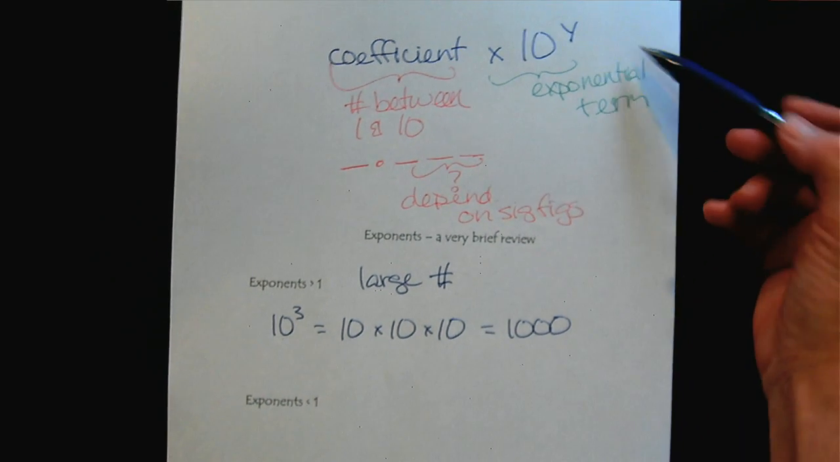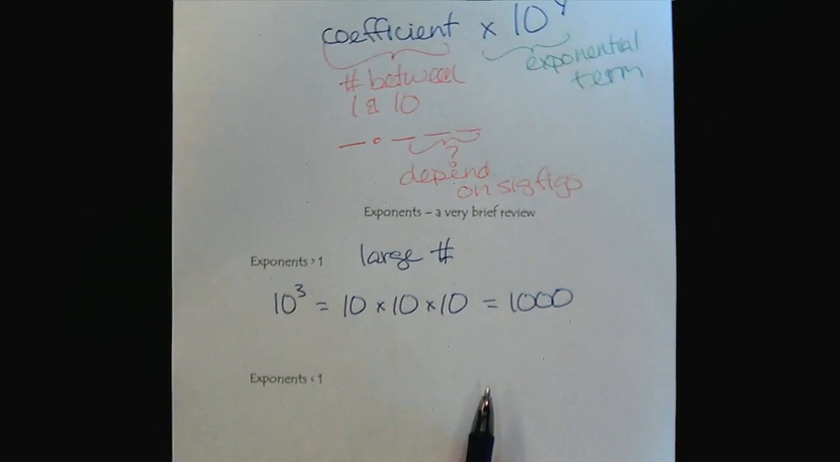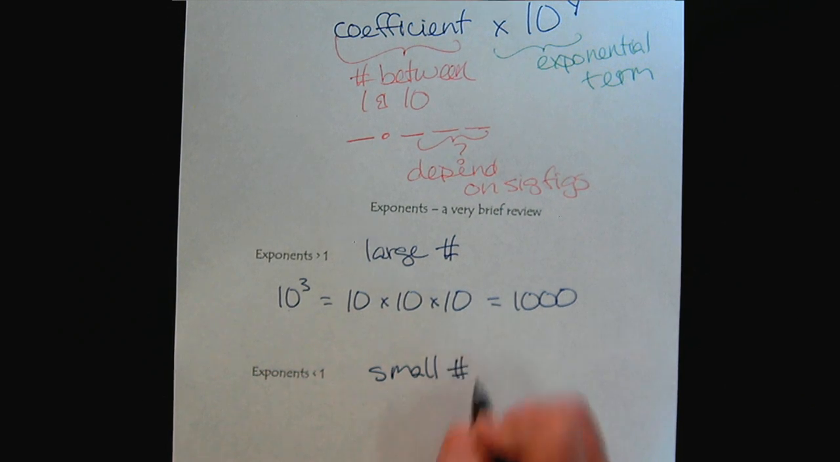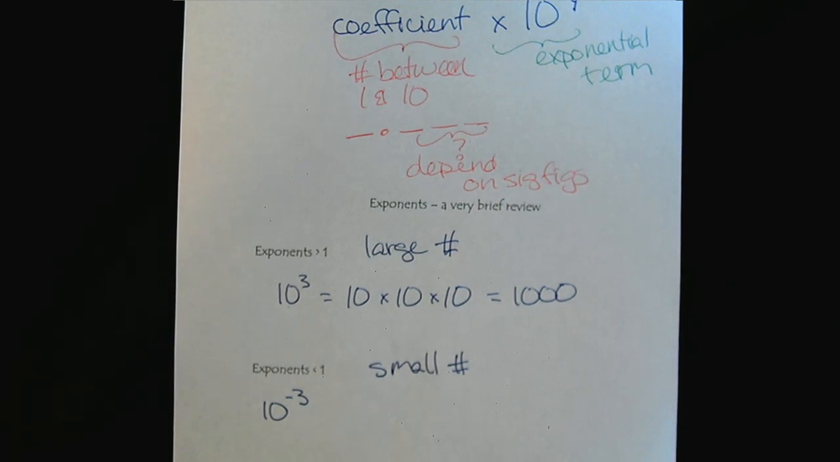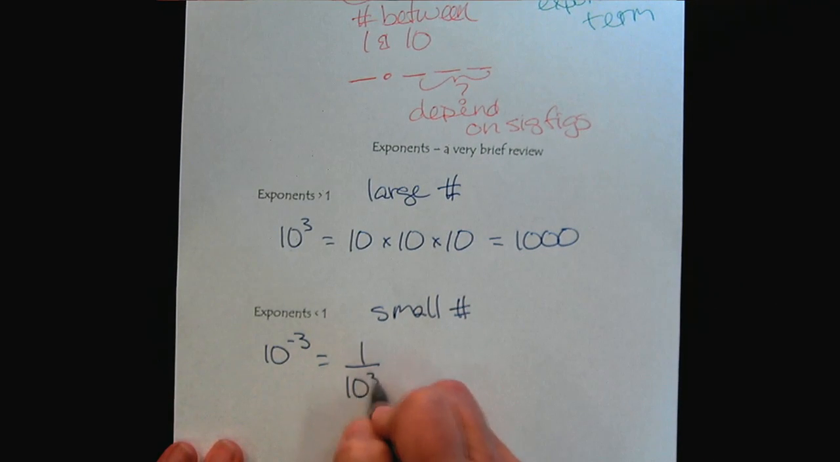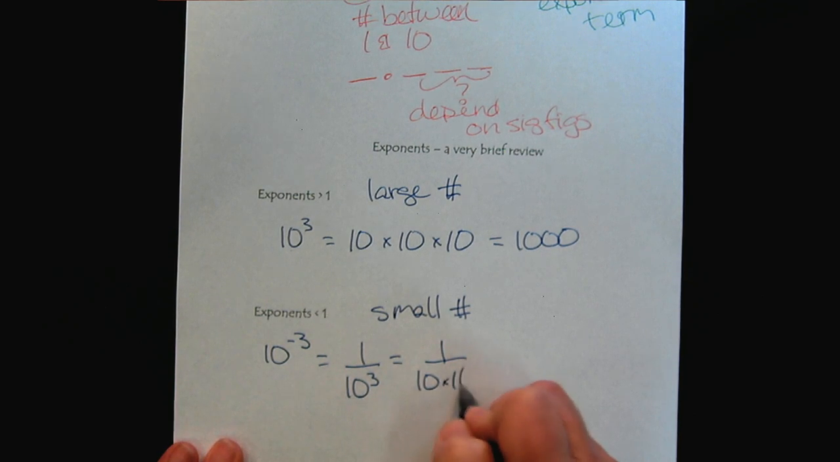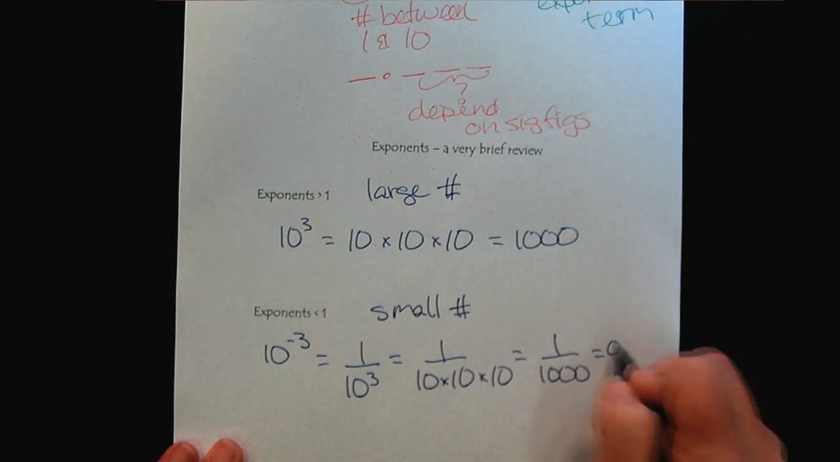When the exponential term is a negative number or less than 1, then we are going to have very small numbers. For example, if we have 10 to the minus 3, we can rewrite that as 1 over 10 to the third, which is 1 over 10 times 10 times 10, which is 1 over 1,000, or 0.001.